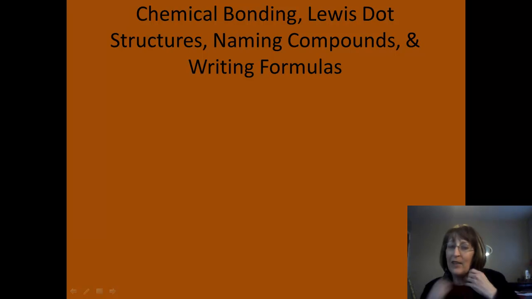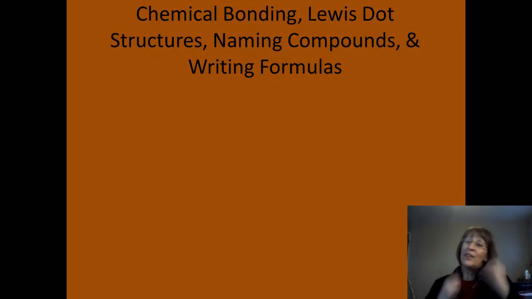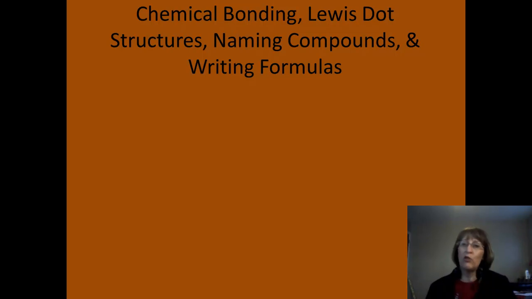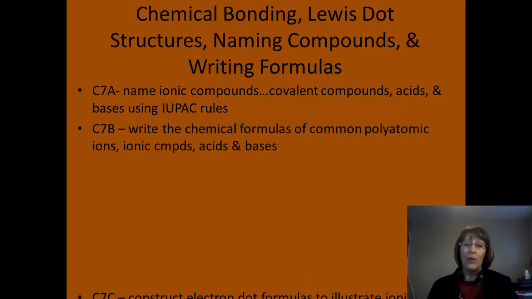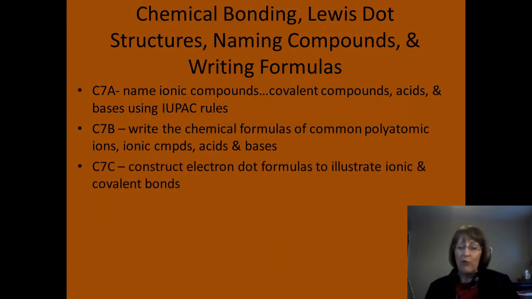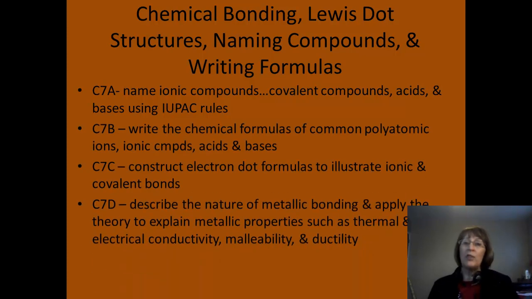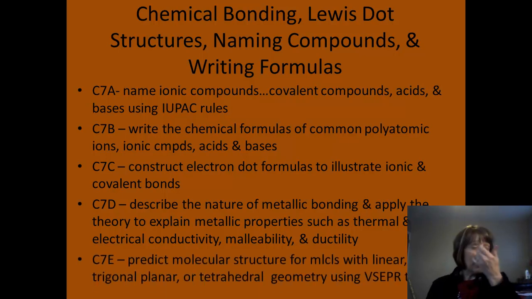Alright, so Mrs. Howard Chemistry, part 4, chemical bonding. This is Unit 6: chemical bonding, Lewis dot structures, naming compounds, and writing formulas. And we still have what the state of Texas says you're going to have to know. Again, you're going to have to name the compounds, write the formulas, construct electron dot formulas, explain why metals have the properties they do, and predict some molecular geometry.